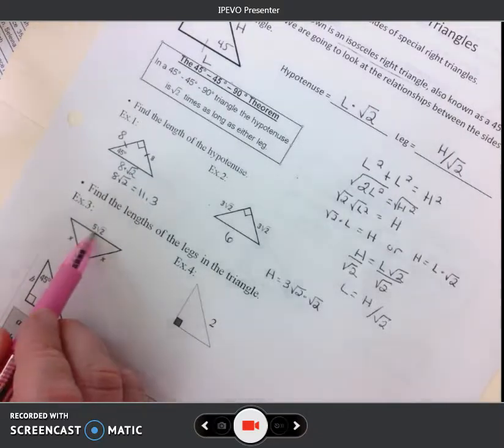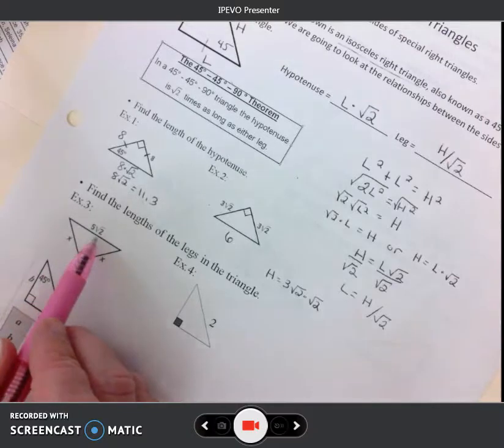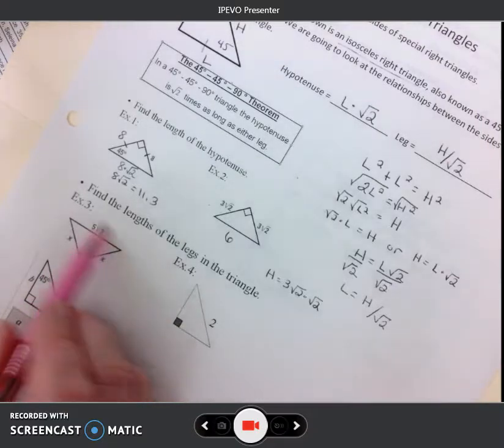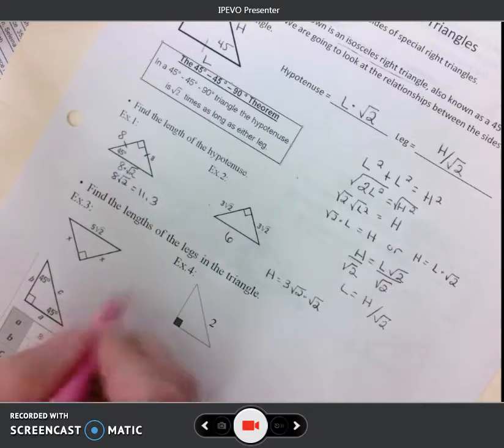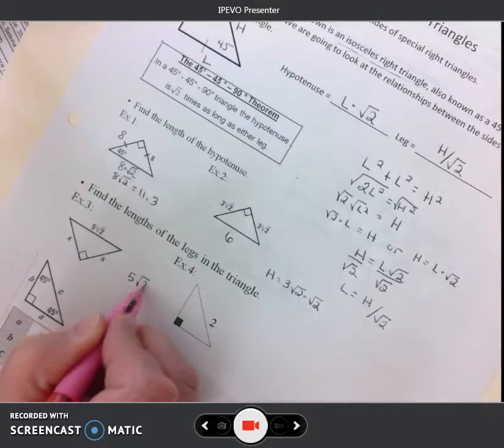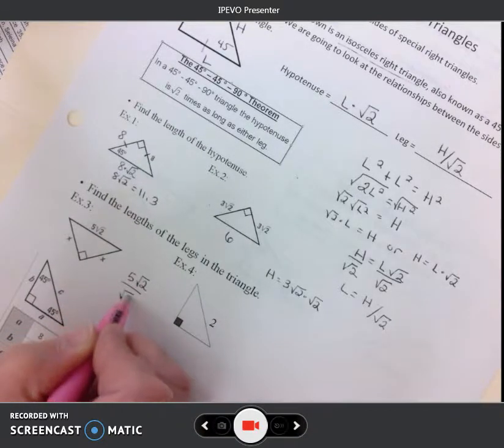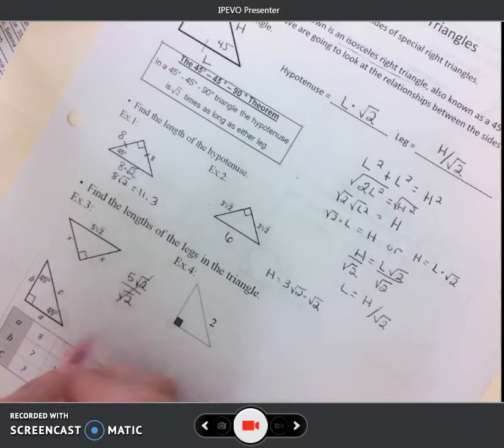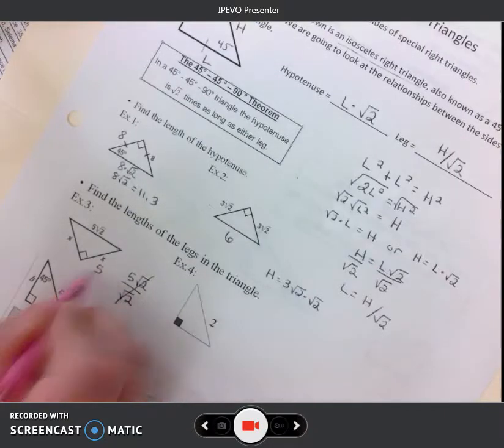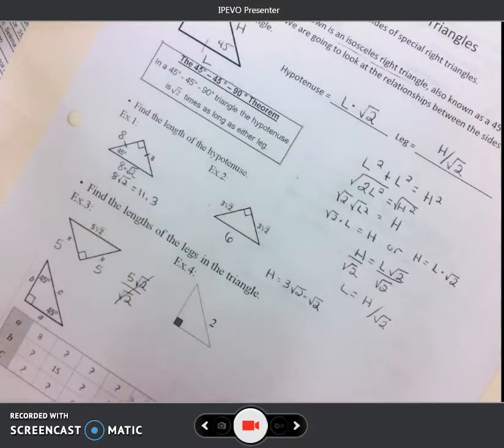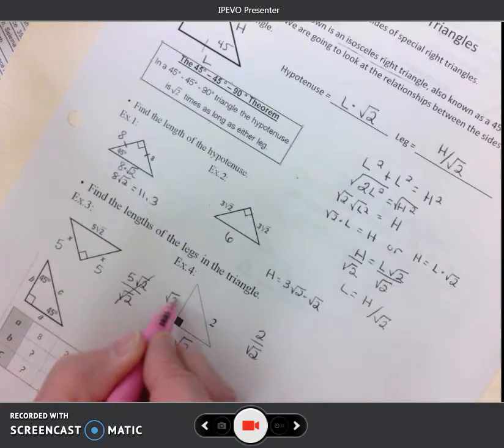In this example, the hypotenuse is 5 square root of 2. Since the hypotenuse is bigger, I would divide. So if I take 5 square root of 2 and divide by the square root of 2, those are going to cancel, and I'm going to get 5. So these two sides are 5. Then if my hypotenuse is 2, I'm going to divide by the square root of 2. Again, we used our calculator to see that it simplified down to just the square root of 2.